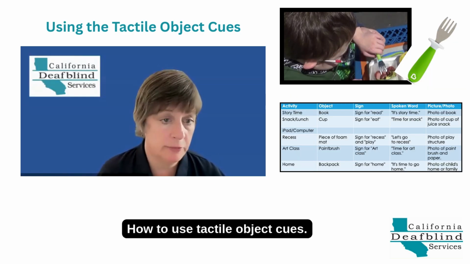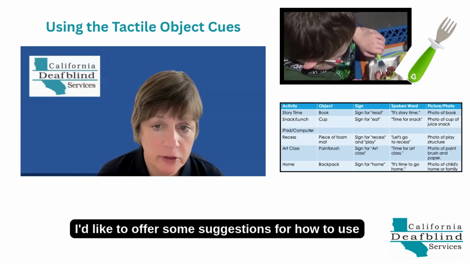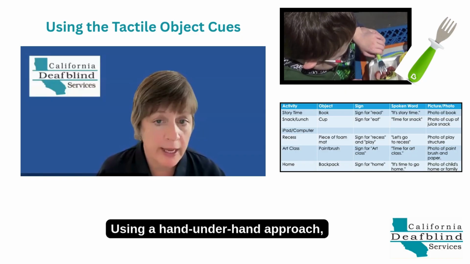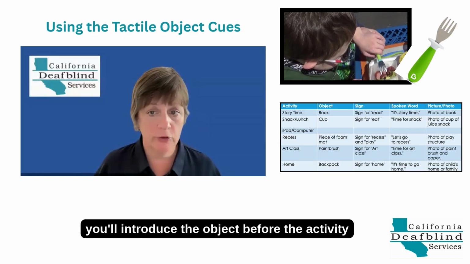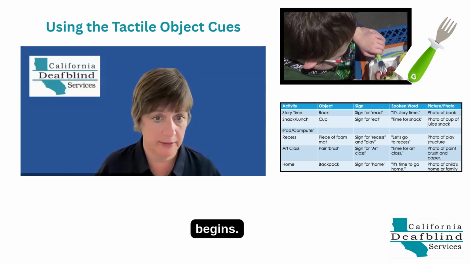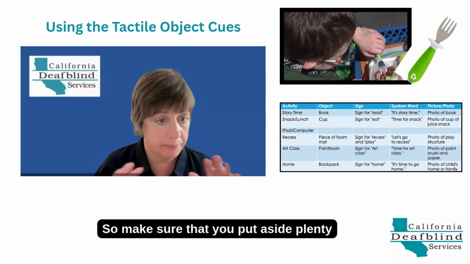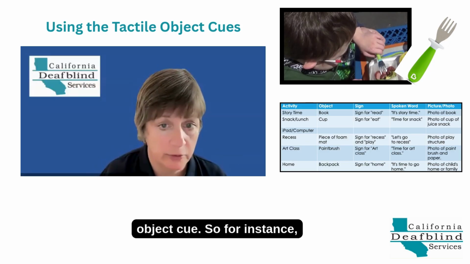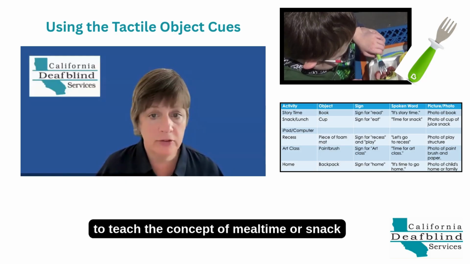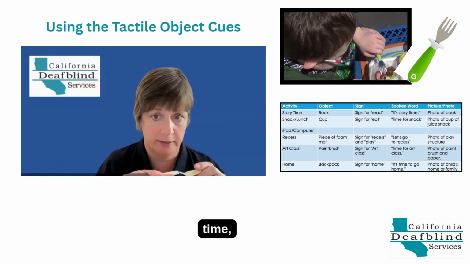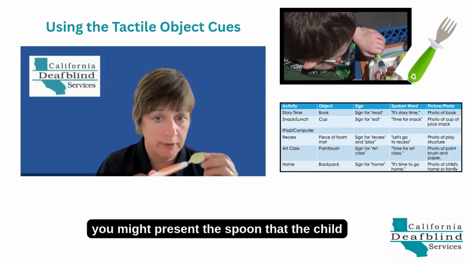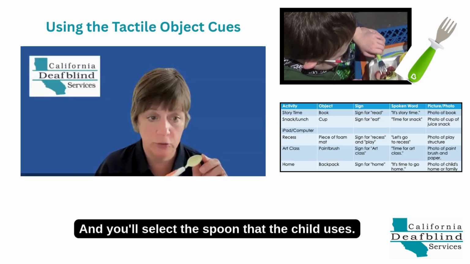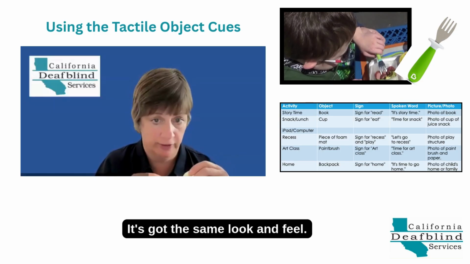How to use tactile object cues. I'd like to offer some suggestions for how to use object cues within daily routines. Using a hand-under-hand approach, you'll introduce the object before the activity begins. So make sure that you put aside plenty of time that's going to allow the learner to explore the object cue. So for instance, to teach the concept of mealtime or snack time, you might present the spoon that the child uses as the object cue. And you'll select the spoon that the child uses. It's got the same look and feel.